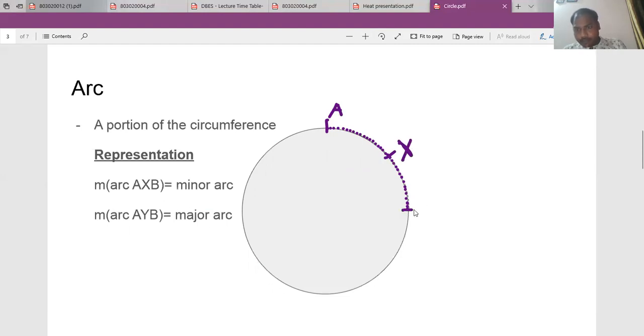And at this place we will write B. Okay, and I will give one more point name. This one is, let's say, Y. So first we will understand the arc.